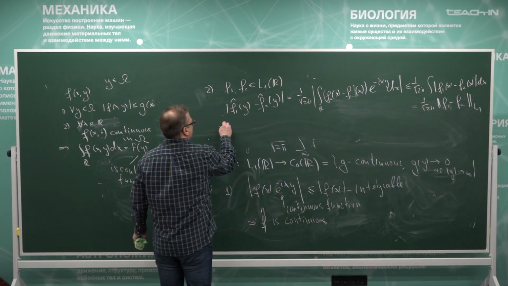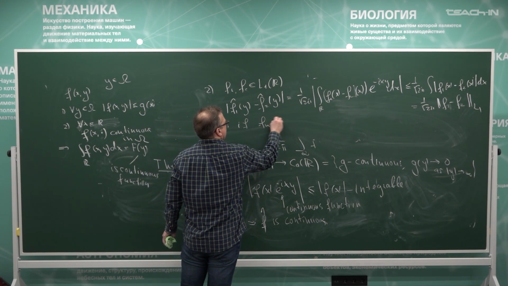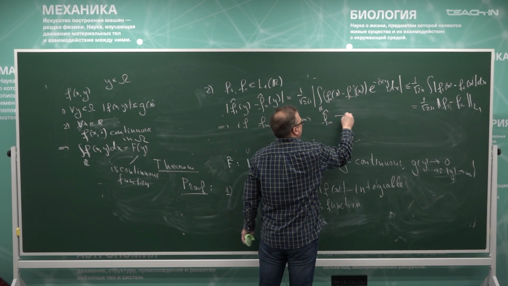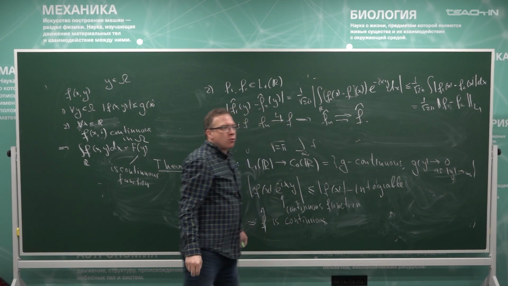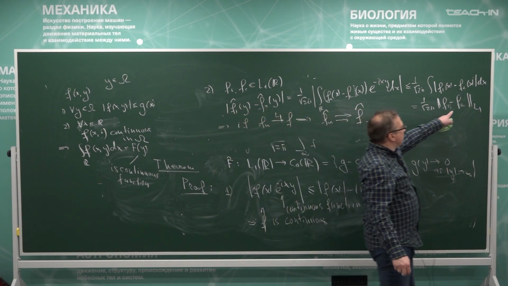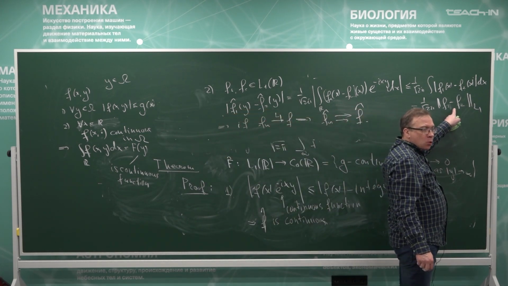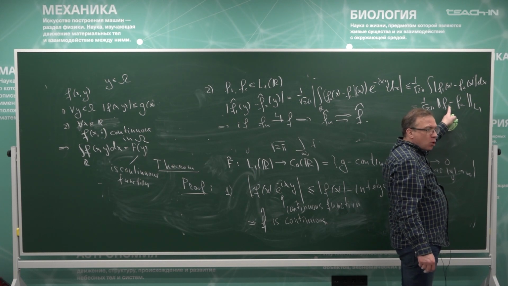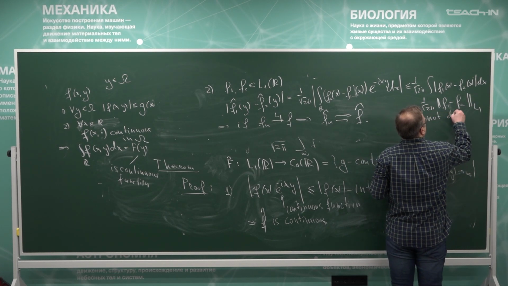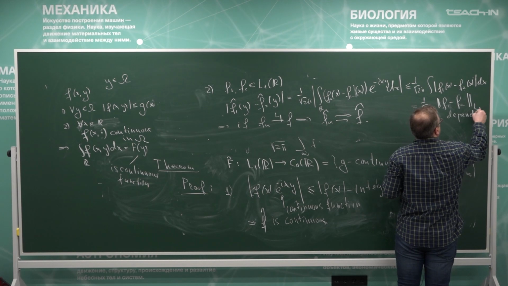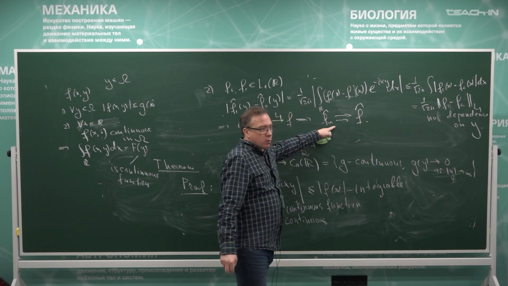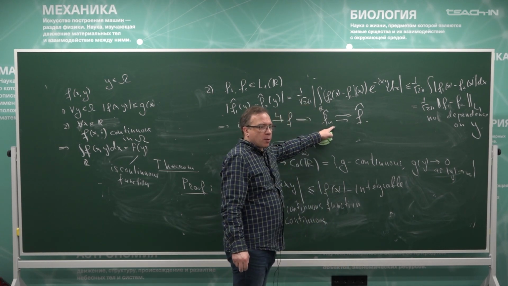And then you immediately obtain that if Fn goes to f in L1, then the Fourier transform of Fn goes to the Fourier transform of f uniformly. You have no parameter y here, so it is valid for any y. This estimation does not depend on y. So you immediately obtain that it converges uniformly.